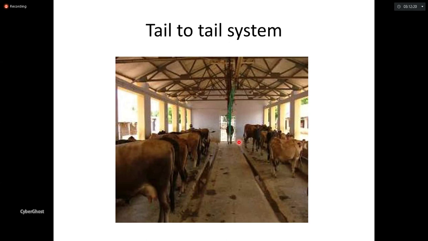So you can see this one over here, right? So this is the central alley over here. So these are the animals, right? So they are in a tie-up system.